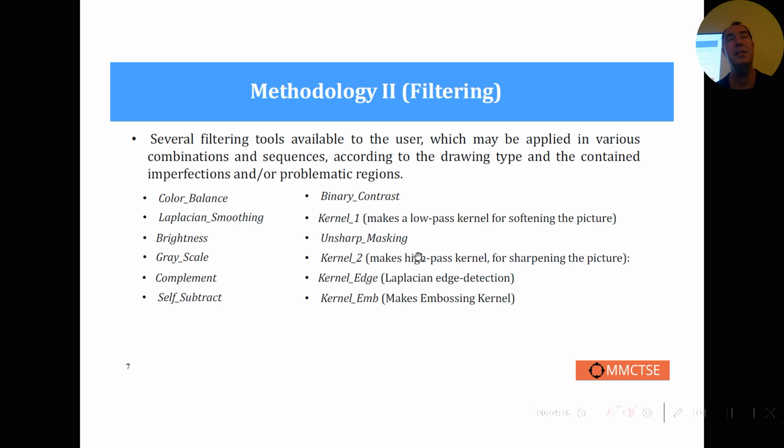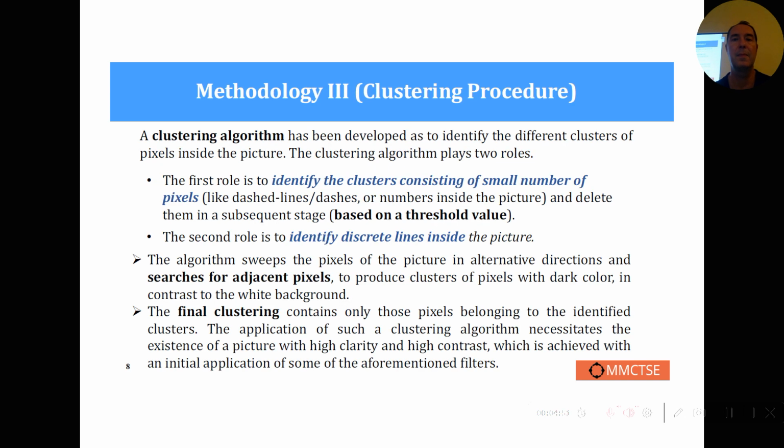at the second step to apply several filterings that are available in the user end software. These filters are well-known ones. We give the user the opportunity to play with these, like color balance, Laplacian smoothing, brightness, grayscale, and kernels that make low and high pass filters for softening or sharpening the picture, and so on. So we have an available suite of filters to apply to the original scanned image.